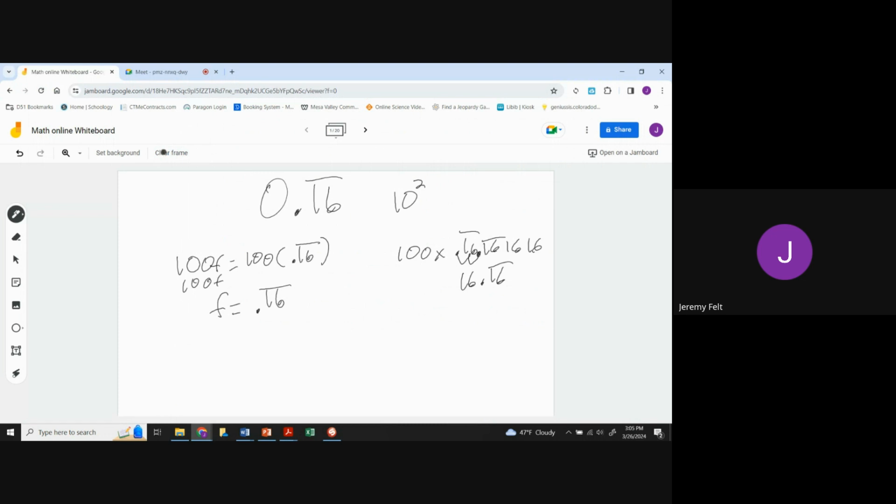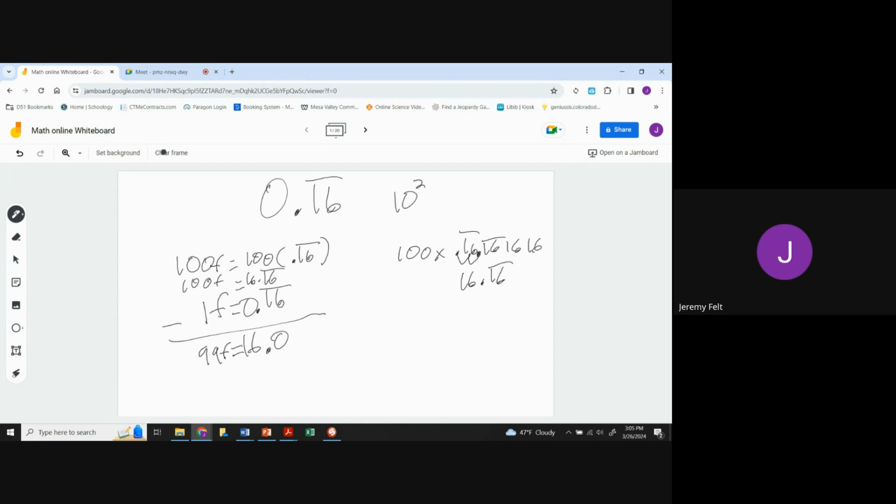So 100F, nothing changes over there. You can write in the 1 coefficient if you want to, you don't need to. Equals 100 times 0.16 repeating, so that was 16.16 repeating. You can fill in the 0 if that helps us. So 16.16 repeating forever minus 0.16 repeating forever is just 0. We got rid of it, that's good. And we have 16 minus 0 is 16. And 100F minus 1F, 99F.